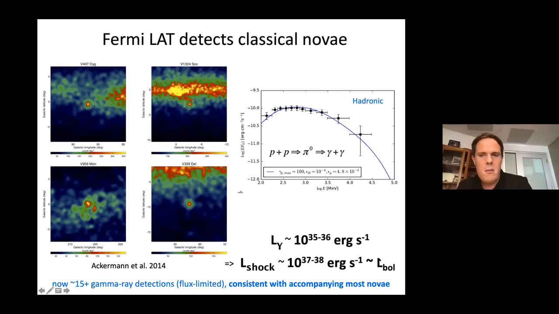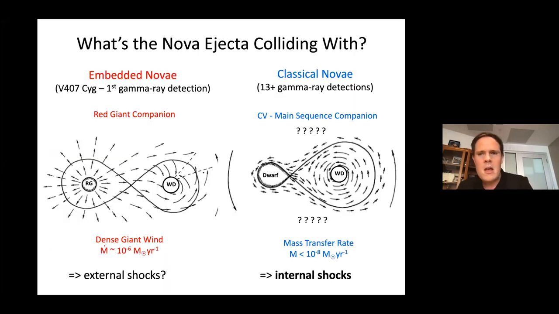And there have now been about 15 of these gamma ray detections, and by and large, it's a flux-limited sample, meaning we're mainly detecting the closest events. And so this is consistent with most novae having these shocks and generating gamma ray emission at some level. So the key question is, what is the nova ejecta colliding with? In the first gamma ray detection, it was one of these symbiotic novae with a red giant companion. So it was pretty obvious the ejecta was colliding with the dense wind of the red giant. And that worked pretty well for this first event.